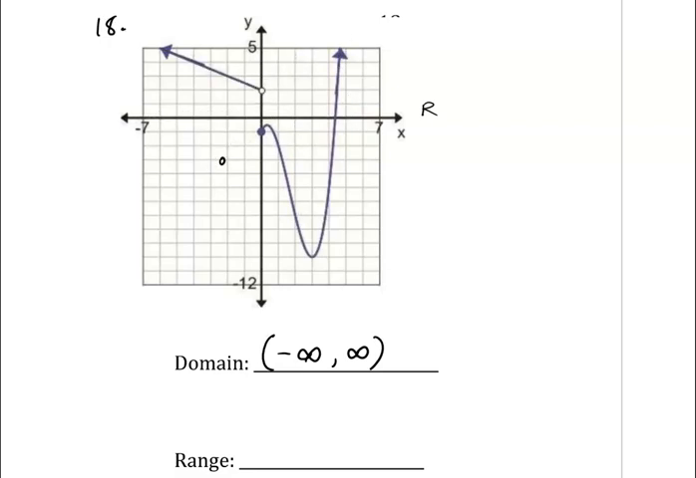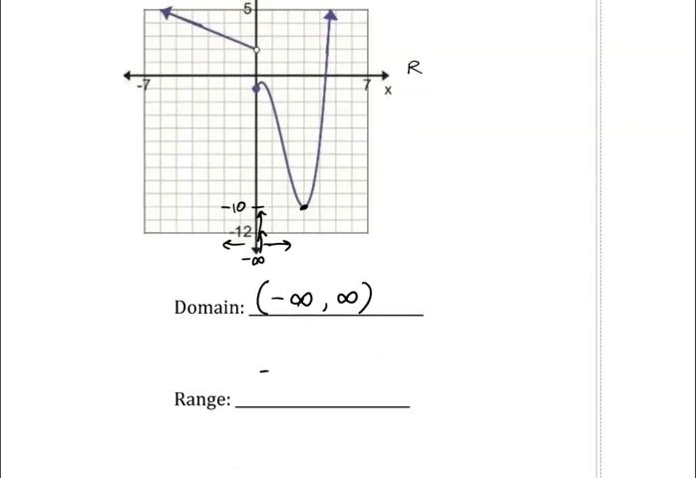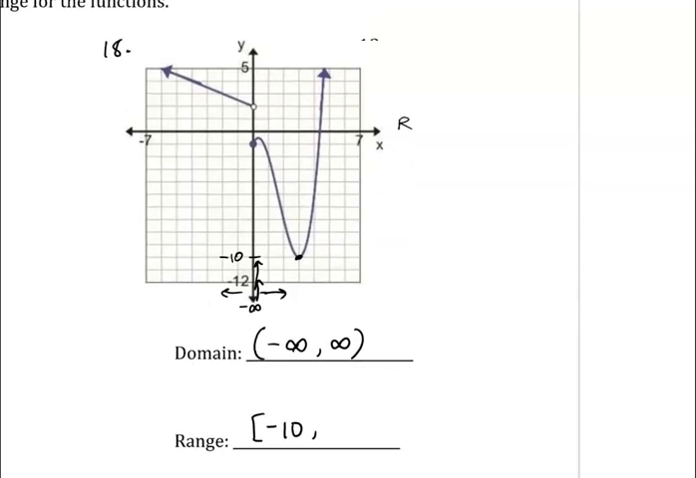To determine the range, we have to start at the bottom of the y-axis and work our way up. As we start from the bottom, from negative infinity, if we look to the right and the left, we would not see the function until we get to negative 10 because we would see that dip right there. So the smallest y value in the function is negative 10. And then we would continue to see the function as we move up.